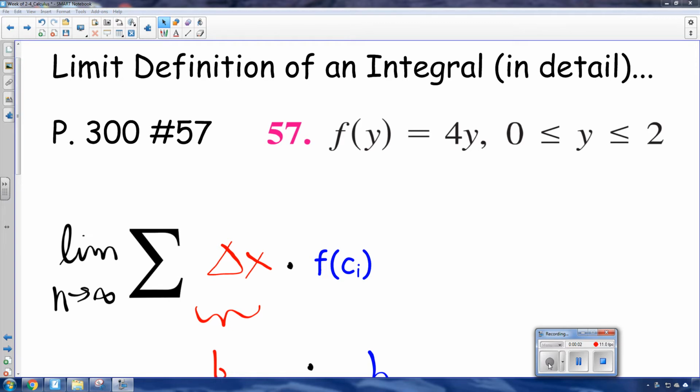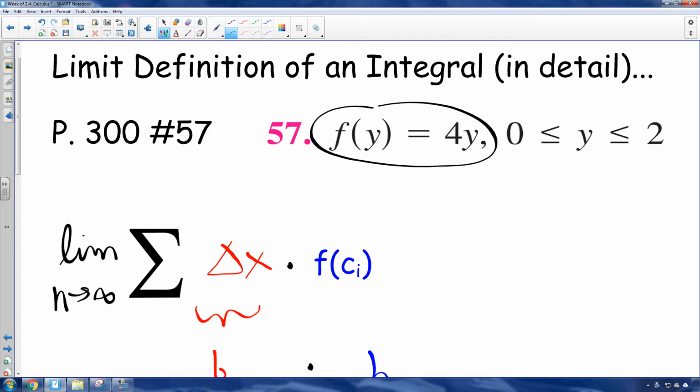All right, so this video is on the limit definition of an integral. We're talking about how we can break down and find the area under a curve by making a million bars, basically, a million little rectangles. This example is on page 300, number 57, and we're trying to find the area under the curve for this function from 0 to 2.